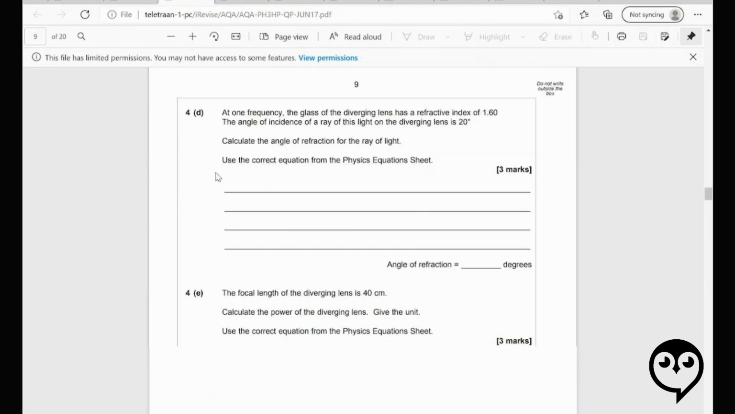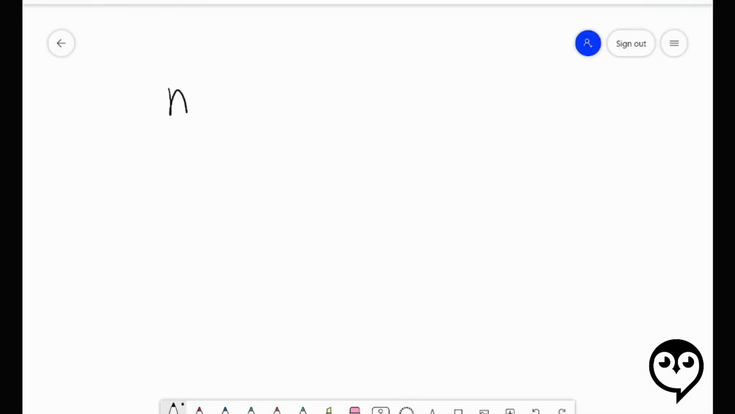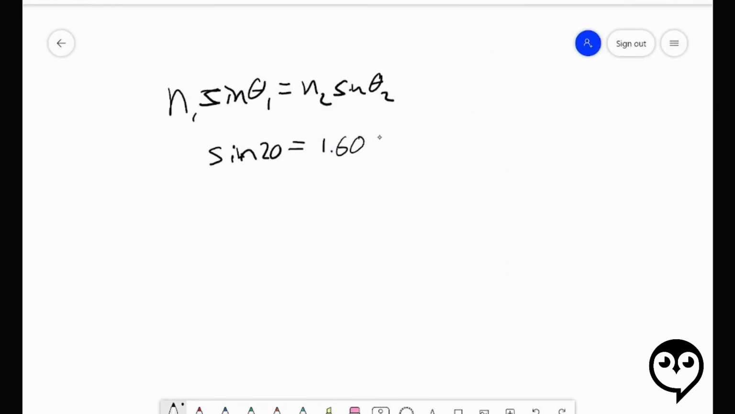Be detailed. Okay, at one frequency, the glass of the diverging lens has a refractive index of 1.6, and the angle of incidence is 20 degrees. Calculate the angle of refraction. Right, so this is a Snell's law equation, and you're going to just plug your values in. The angle of incidence was sine 20, and we're going from air into the glass. They were asking for this angle here, sine theta. So sine theta is equal to sine 20 divided by 1.6. You'll get some number less than 1 divided by 1.6. You'll get an even smaller number.